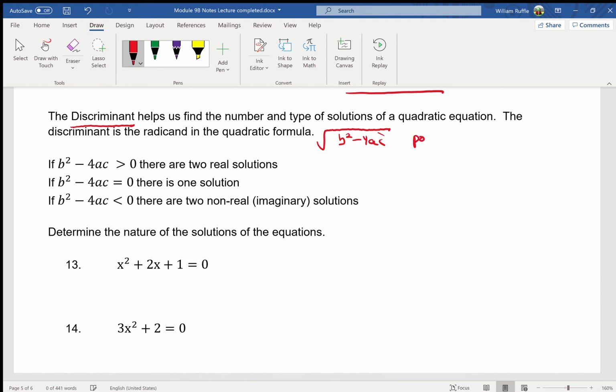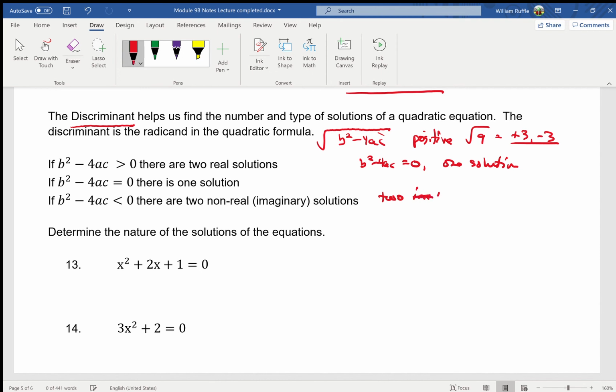Now, if it's positive, so let's say it's 9, I do the square root of 9, I get positive 3 or negative 3. So I get two real answers. Now, like that one question I did, that one time I got b squared minus 4ac equaling 0, and I only got one solution. And then when it's a negative number, I get two imaginary solutions.